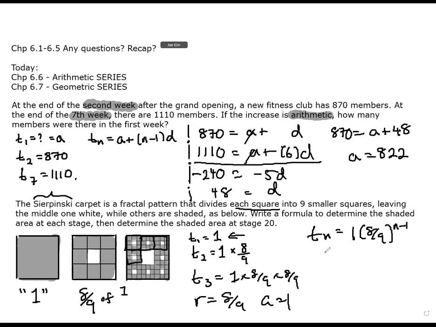Determine the shaded area at stage 20, and that is 8 over 9 to the power of 19, which I'll leave to you to figure out. But it's as simple as that once you see it. At the beginning, it might be a little complex. Take your time with puzzles like these. If I ever give you something like this on a puzzle in a problem set or whatnot, there's always some method of identifying the ratio.